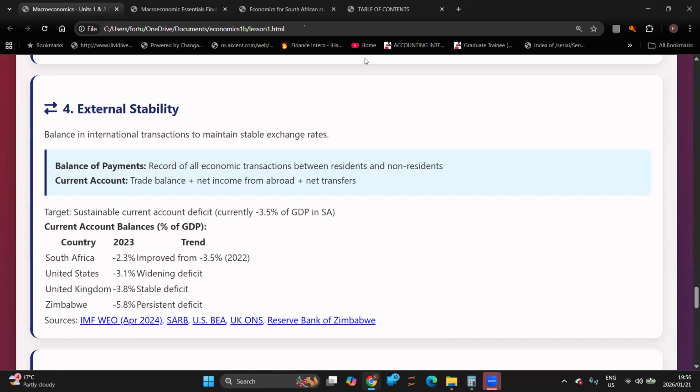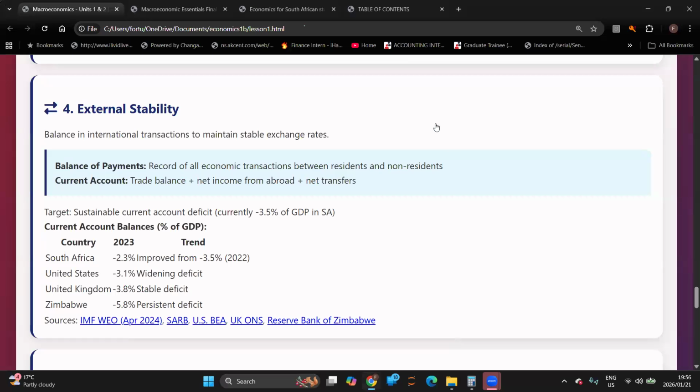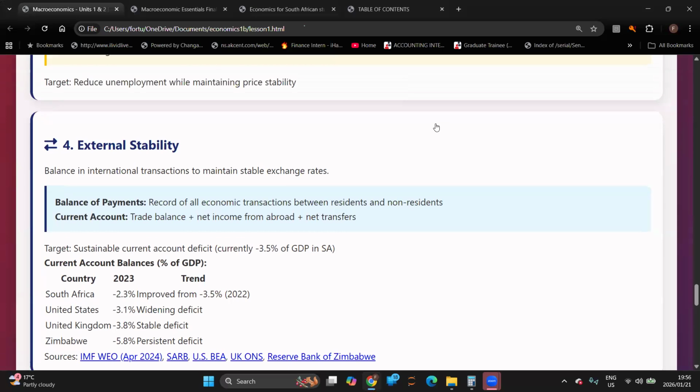Okay, so I saw a question that I did not answer. Let me just answer it here. Our circular flow, is it only focusing on the closed economy? Yes. So the one that we introduced earlier on was focusing on a closed economy. So now I have to answer this as we are approaching external stability.